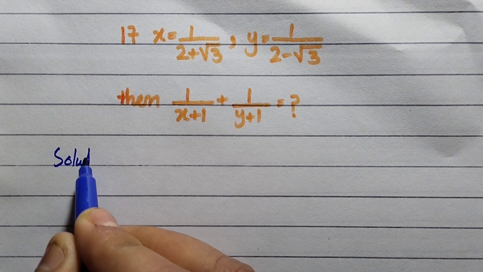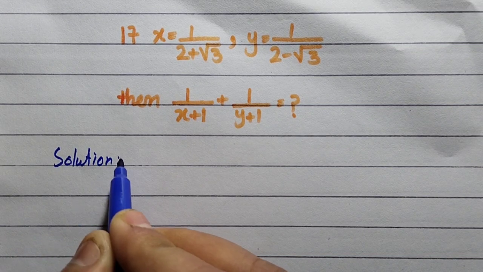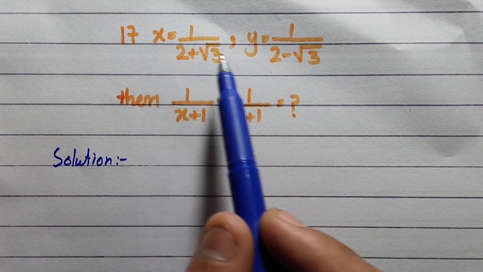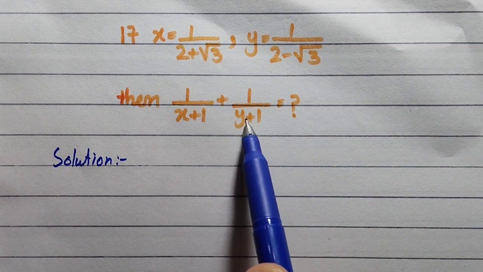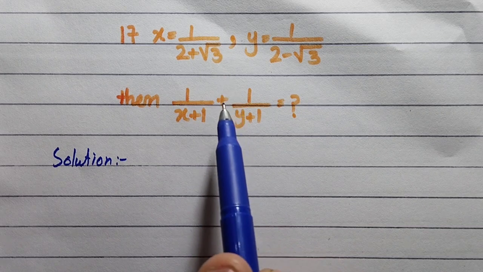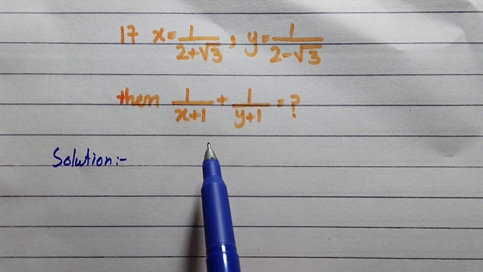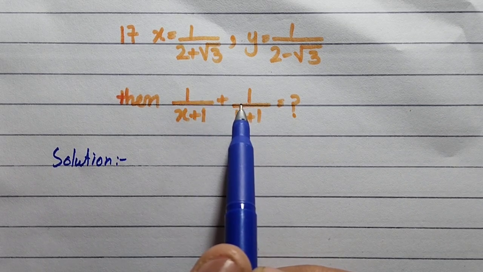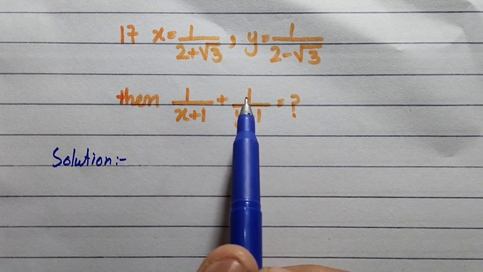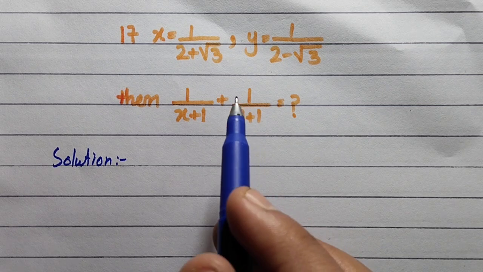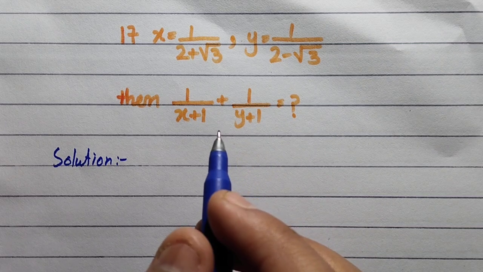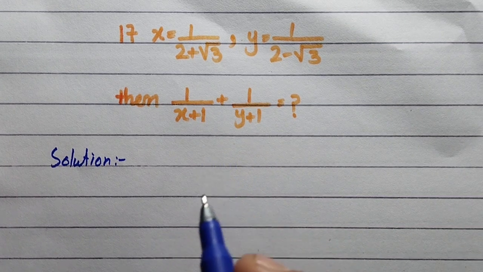Solution. Instead of directly putting these values of x and y in this term, we have to simplify the values of x and y, because if we put these values directly into this expression, the question will be very complex. To make it simple, we will simplify the values of x and y. Then how do we simplify these values?